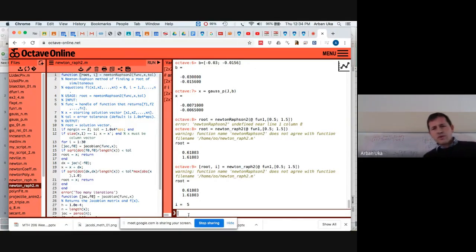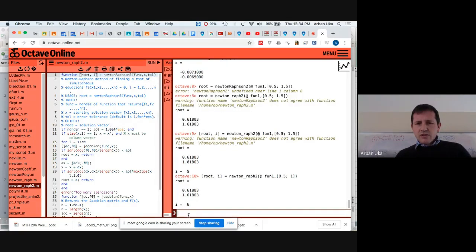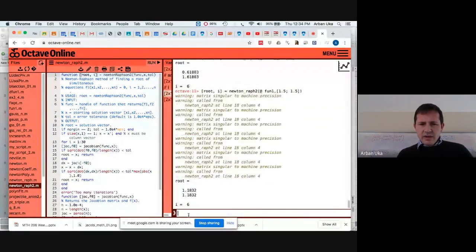On the board, we just did 2, and we were pretty close to this. But let's see if we make this value 1. We need 6 steps. Okay, so apparently we need 6 steps if we start from a different value. But actually, let's do this one 1.5 and this 1.5. And apparently there is something wrong. Matrix singular to machine precision. Oh, okay, we have a problem here.